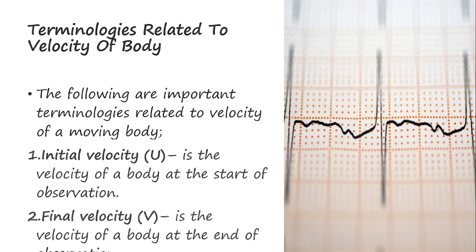Then the final velocity is the velocity of the body at the end of the observation. So at the end of the observation, when the object maybe has stopped, that last observation of the velocity is what we call the final velocity.